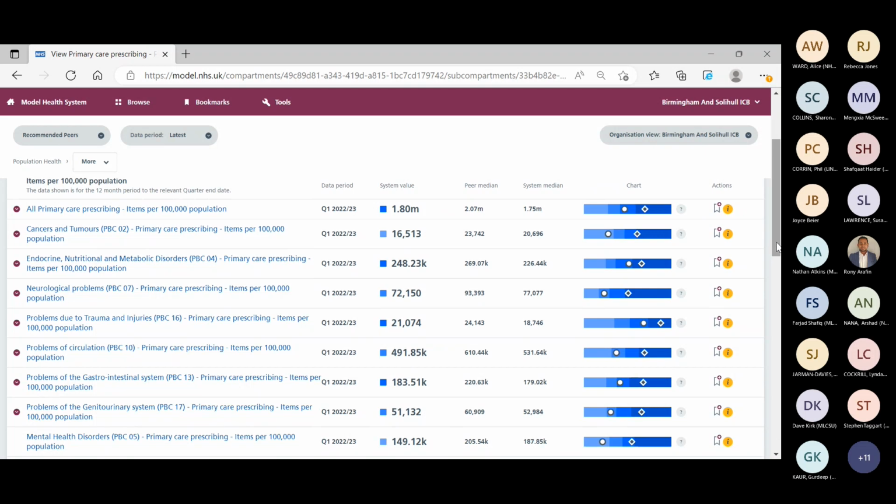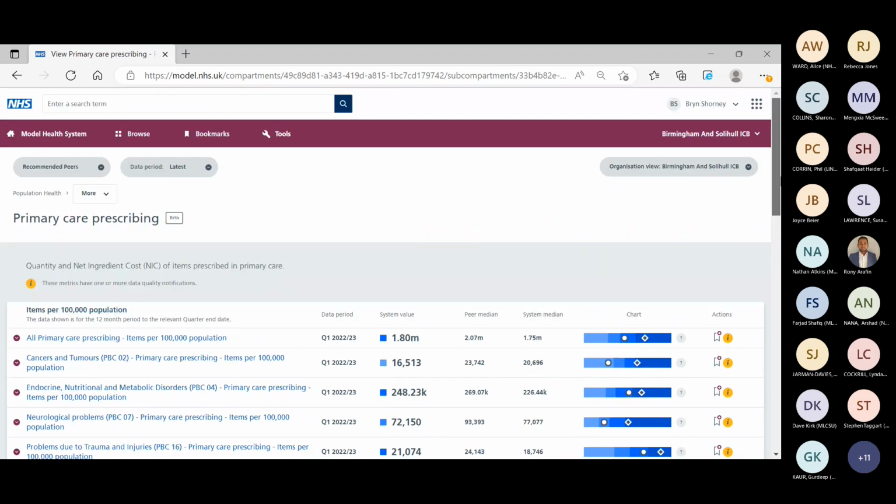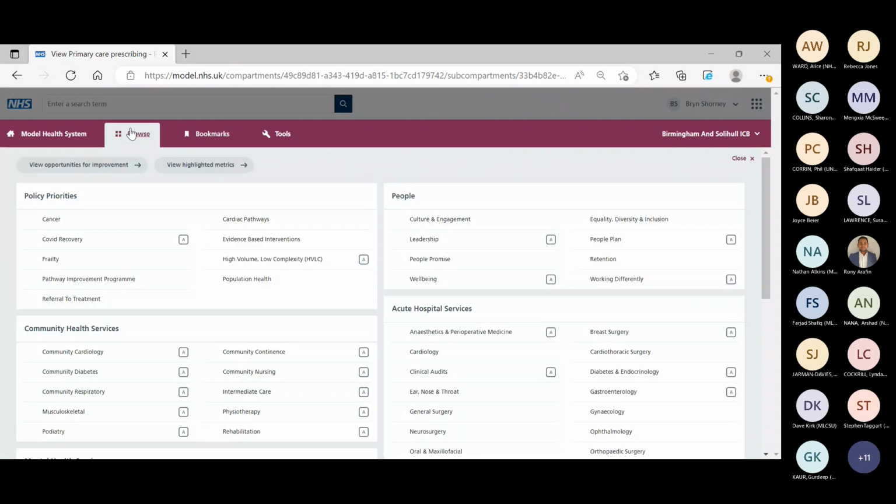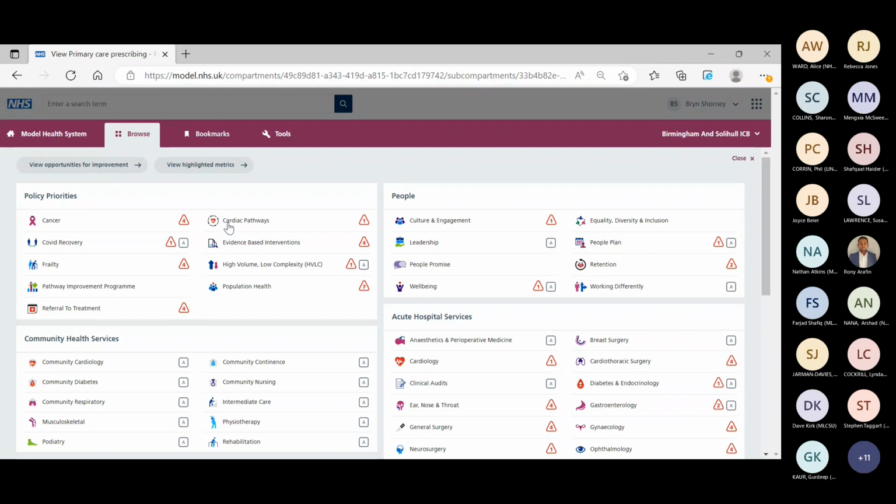Yes, sure. On the warning triangles, on the browse section, I think. On the browse section. Okay, yeah. Those are the highlighted metrics that I showed earlier. So within cardiac pathways, there's one key metric where the system has an opportunity to improve, and within cancer there are 4 metrics.